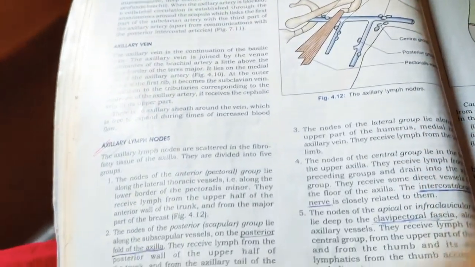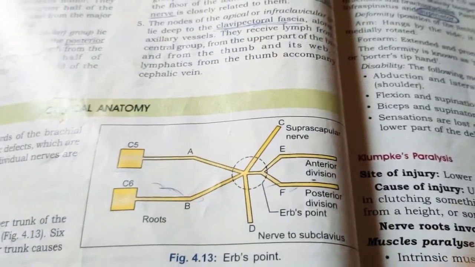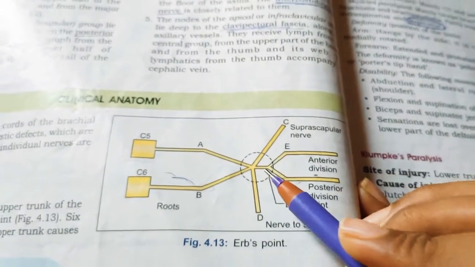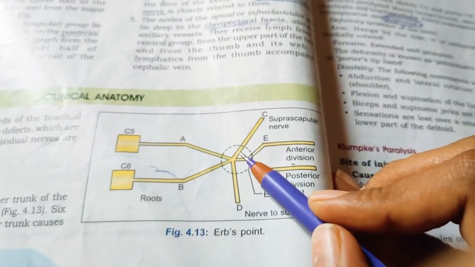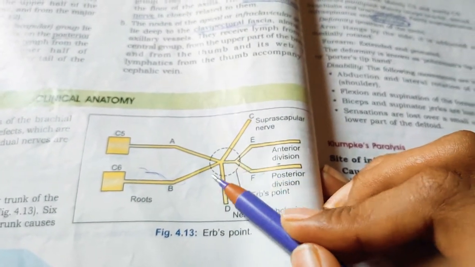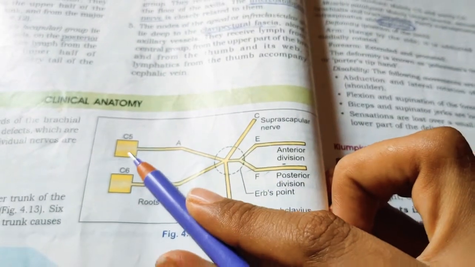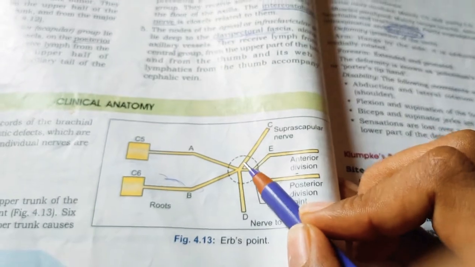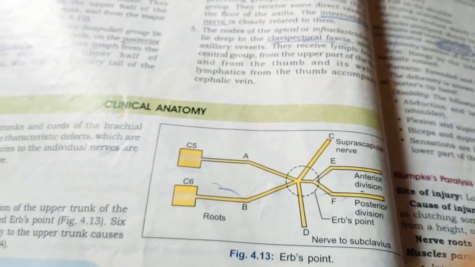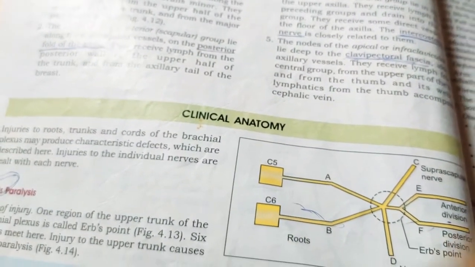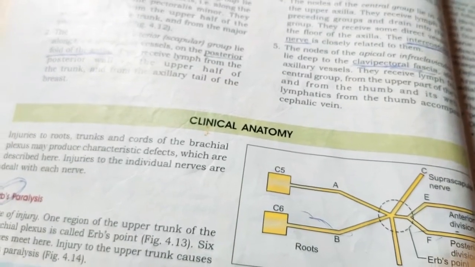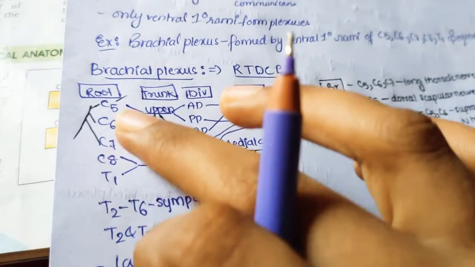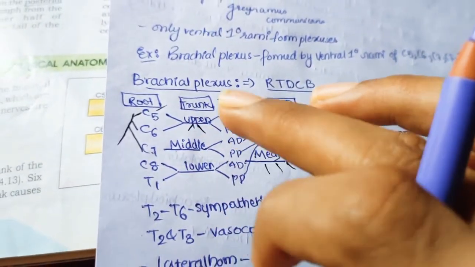Now we'll discuss clinical anatomy. First we'll start with Erb's point. This point is called Erb's point. This is nothing but our upper trunk. The upper trunk is made up of roots from C5 and C6. C5 and C6 join together and form the upper trunk, if you remember the brachial plexus diagram. Here you can see C5 and C6 both join together to form the upper trunk.